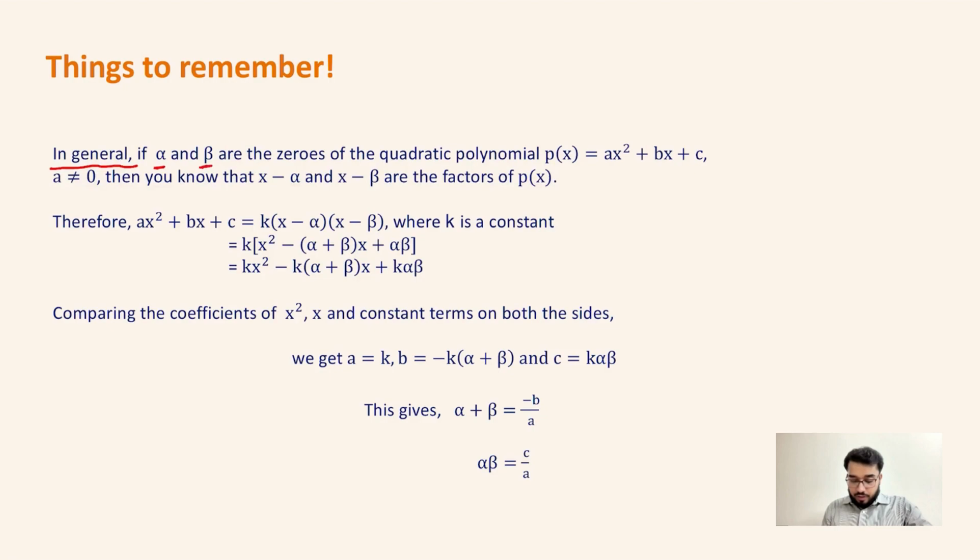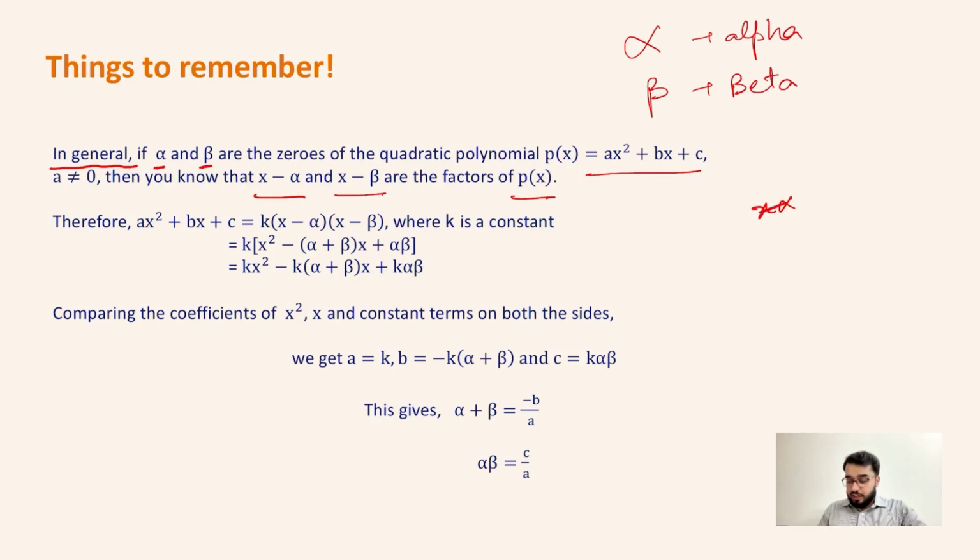In general, these symbols are called alpha and beta. This is alpha and this is called beta. This is the general notation that we use for zeros of a polynomial. So if alpha and beta are the zeros of a quadratic polynomial, ax square plus bx plus c, then x minus alpha and x minus beta would be the factors of p(x). Obviously, whenever we write a polynomial, we always write it in terms of factors. So that is what we have done.